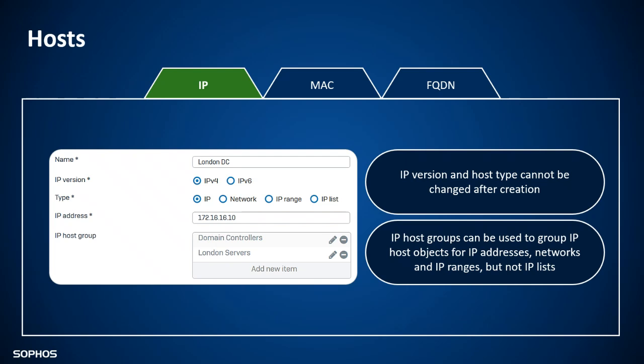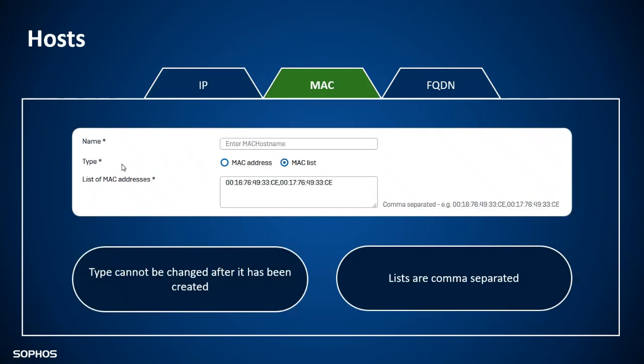Next, provide the data for the selected object type. Note here that the IP address lists are separated by commas, and the IP host groups can be used to group IP host objects for IP address, networks, and IP range, but not IP lists. The MAC host objects can be created for individual MAC addresses or lists of MAC addresses.